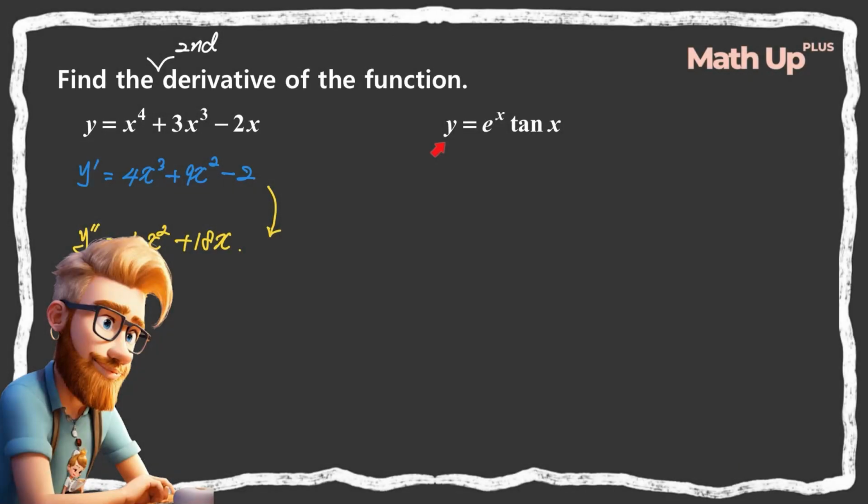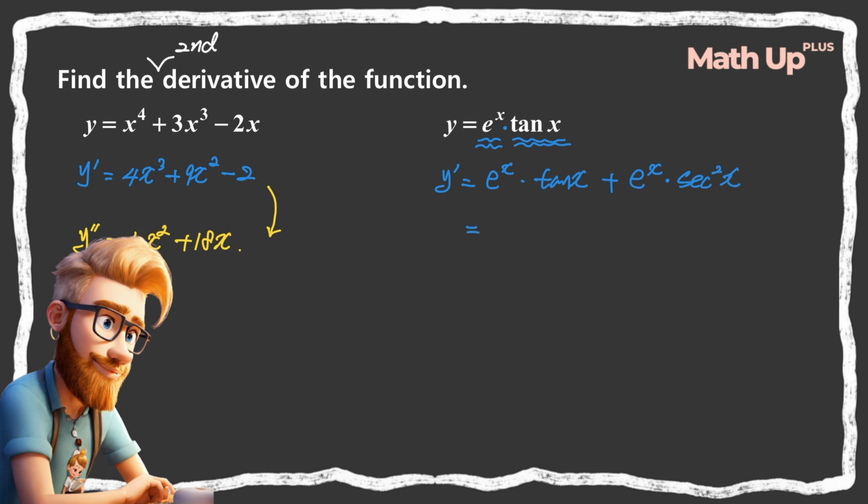Here we have y is equal to e to the x times tangent x. So for the first derivative, we have to apply the product rule, right? Derivative of e to the x is just e to the x times, leave this function alone, tangent x, plus, leave the first function alone, e to the x, and multiply by the derivative of the second function, tangent x. So the derivative of tangent is secant square.